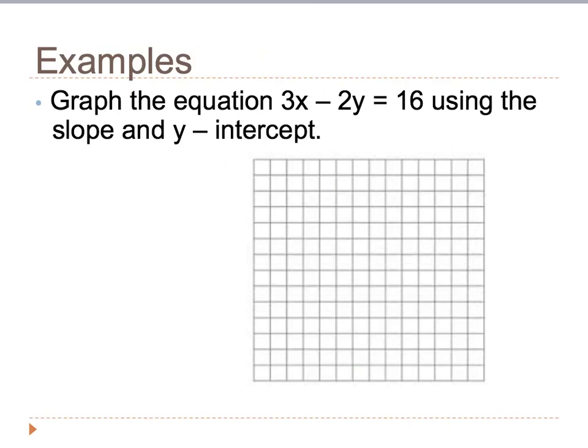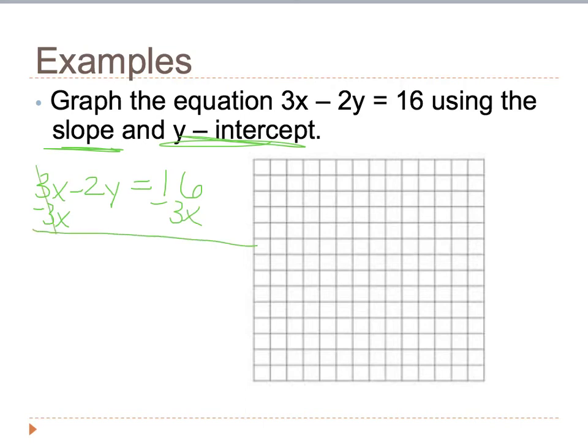Now, here are two linear equations. This one we're going to use the slope and y-intercept. In order to do that, we need to solve for y. So to solve for y, I'm going to get it all by itself. Subtract 3x from both sides. And divide by -2. My slope is this number sitting in front of the x, and my y-intercept is that minus 8 that's on the end.